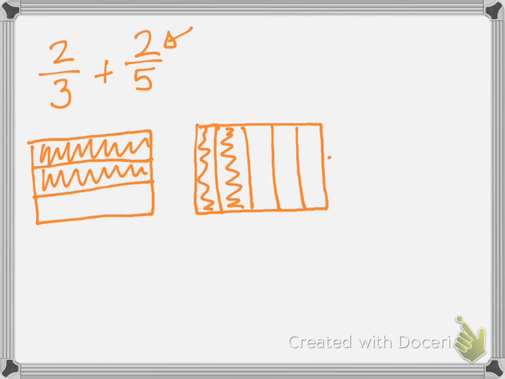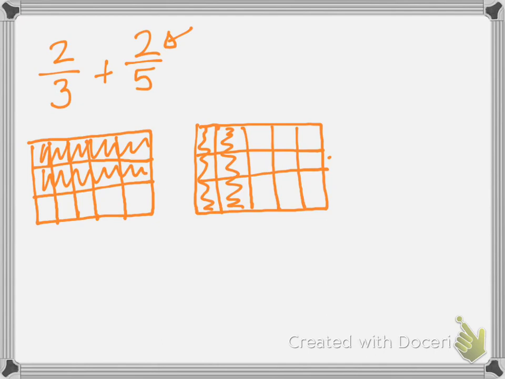So now what I'm going to do is go back to my first rectangle and do vertical lines of fifths just like the second rectangle. So I'm going to go 1, 2, 3, 4. So now I've broken that into fifths that way. Now I'm going to go back to the second rectangle and break it into thirds. So you notice that they look alike now, other than the shading in part. They have the same number of squares in them. They're broken into the same amount.